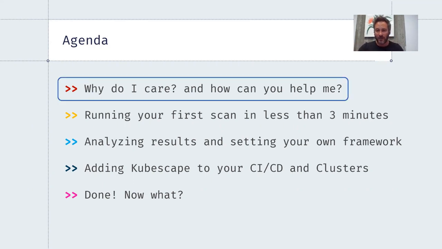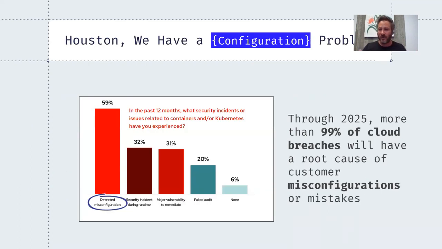So why do I care? Well, configuration is a big problem. By 2025, it's said that over 99% of the cloud breaches will actually be coming from the root cause of customer misconfigurations. And already today, 59% of the survey respondents in companies using Kubernetes say that detecting misconfiguration is one of the biggest problems that they had in the last 12 months. But it is a big problem, and how do you address it?